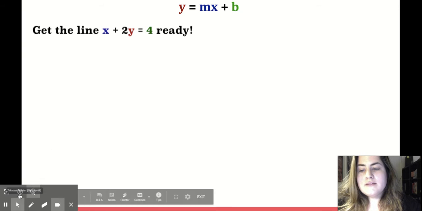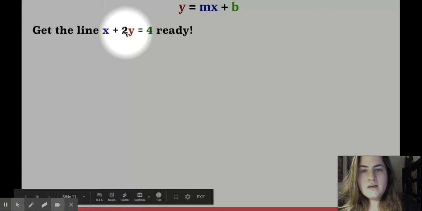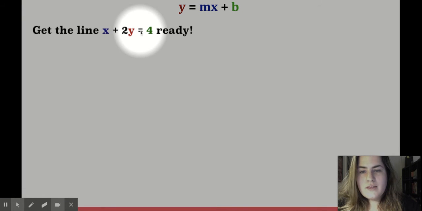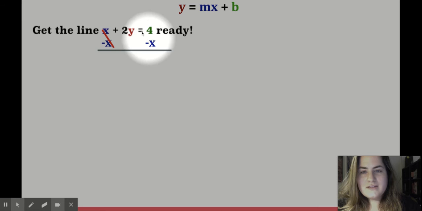So let's try this with a more complicated looking one. I want this to, again, look like y equals mx plus b. I see my y equals somewhere in there. I know my x is on the wrong side. So this x is positive. What's the opposite of positive x? Negative x. So I'm going to simplify by crossing out my opposites and bringing down everything I didn't touch. So I did not touch 2y, so that comes down. I didn't touch negative x, so that comes down, and that's a positive 4.